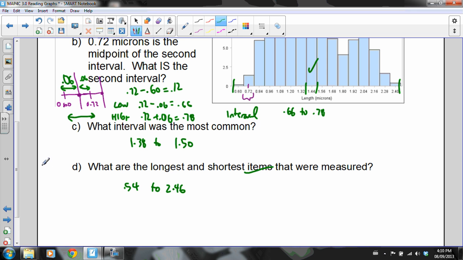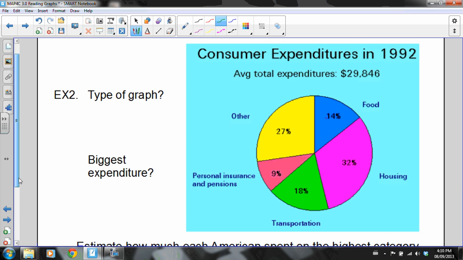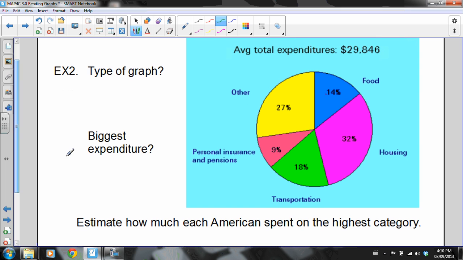So that's a pretty neat graph, that one. A histogram, not a bar graph. Next one is what type of graph? Circle graph. Or you could call it a pie chart, that's okay too. Which one was the biggest expenditure? The one with the biggest chunk of pie, which is housing.